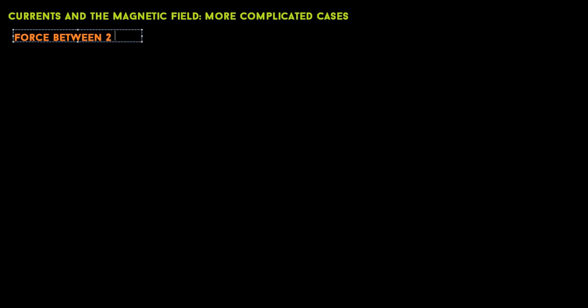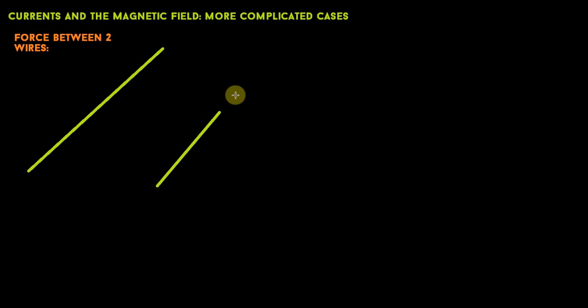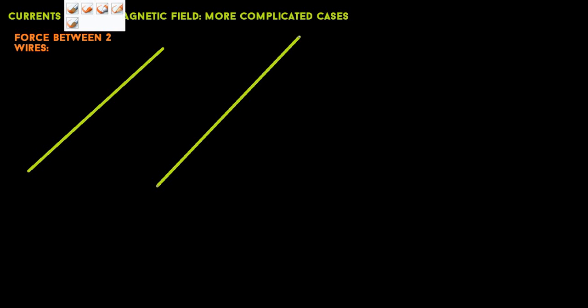Force between two wires. So let's say that we have two wires and they are parallel to one another. So let's draw them here. Here we have wire A and here we have wire B. So let's label them so I don't forget which is A and which is B. And we have current flowing in the same direction through both A and B.